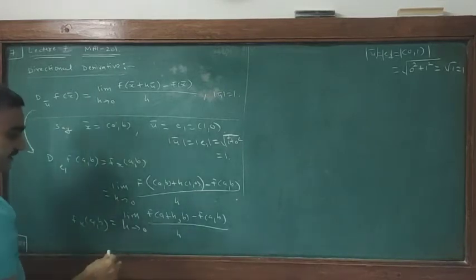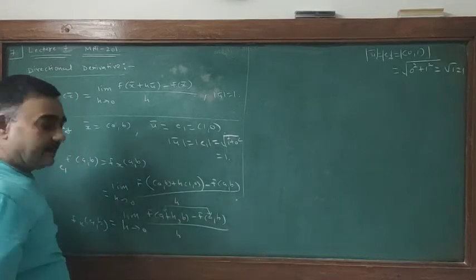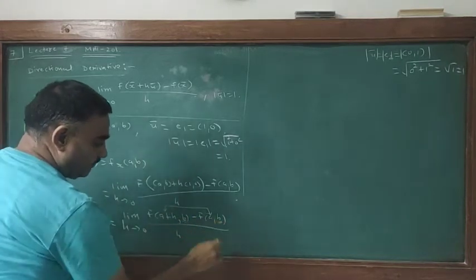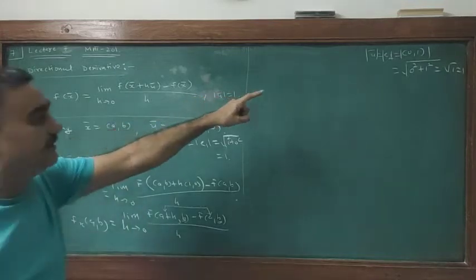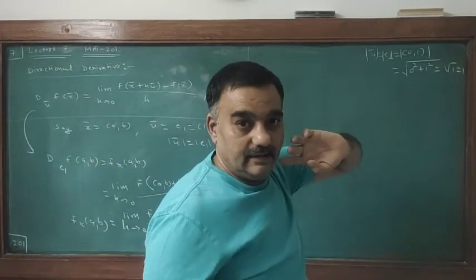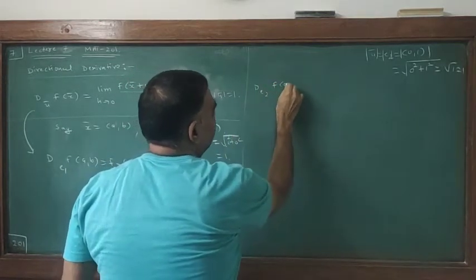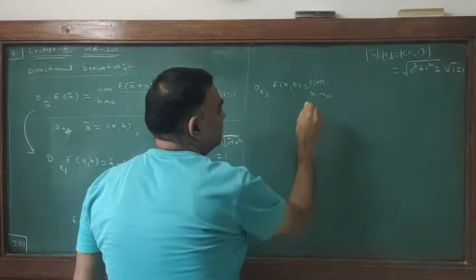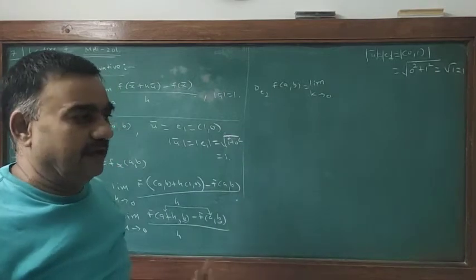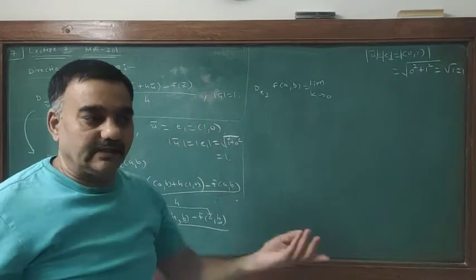Here you can see that there is a difference in the x coordinate and the y coordinate remains constant. Now if we apply the same definition, if we take u equal to e2, then what will happen? Therefore D along e2 of f at (a, b) is the limit, and I change the h to k. There is nothing special about it; it's just a number which tends to 0.